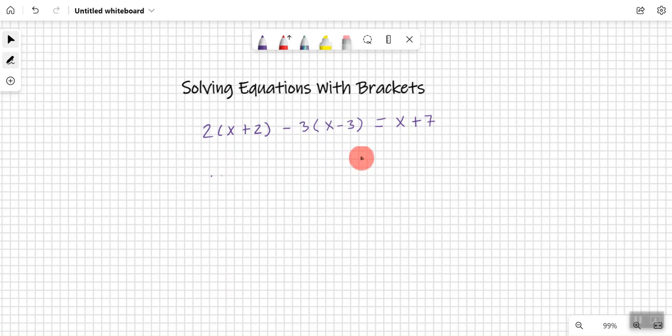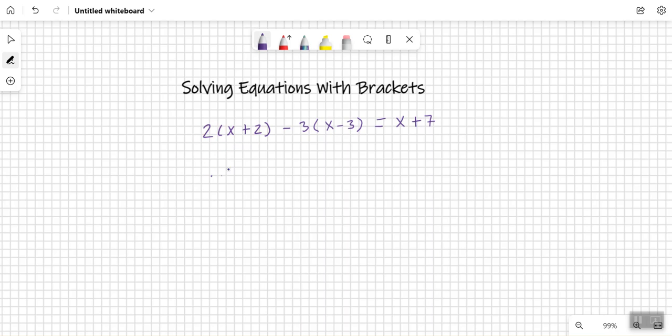Now also, we have x's on both sides, so we need to be able to tackle this kind of problem. The first thing you want to do when you have brackets like this is remove the brackets. How do you do that? Well, you take the number that's on the outside and you multiply it by each of the terms on the inside. So if we have a look at the first set of brackets here, we want to get rid of the brackets by multiplying each of the terms inside by 2.